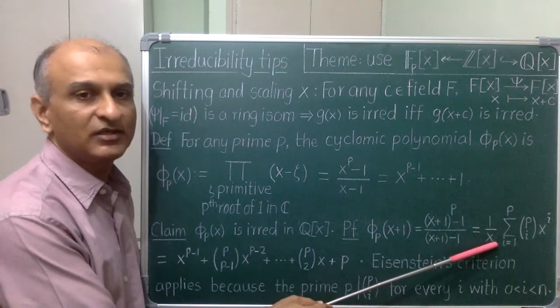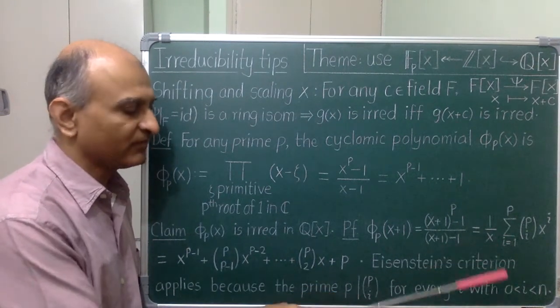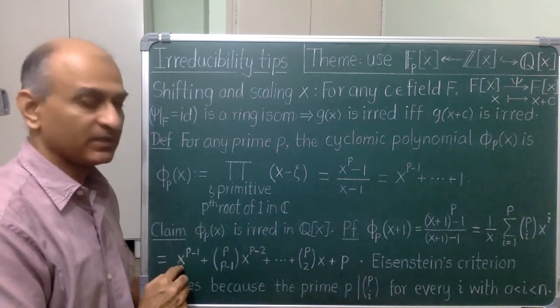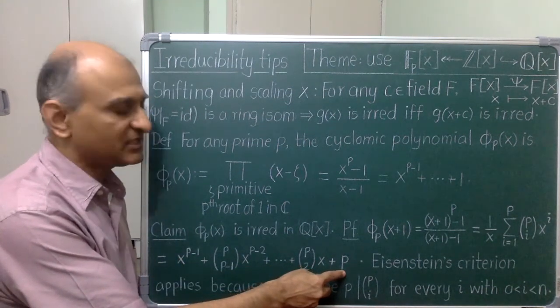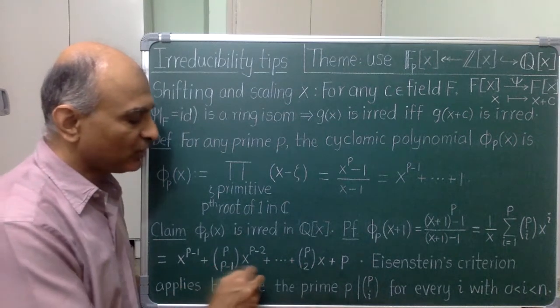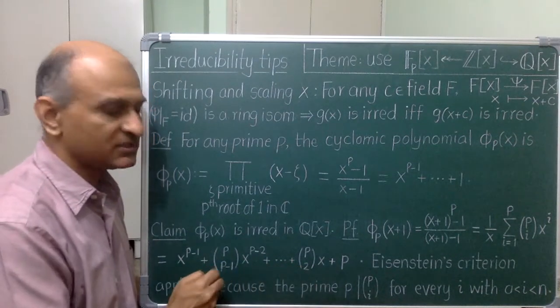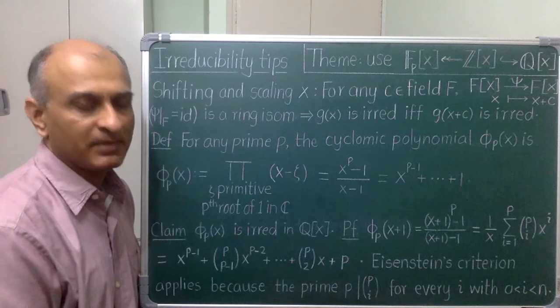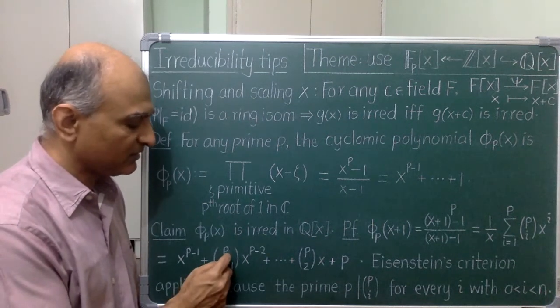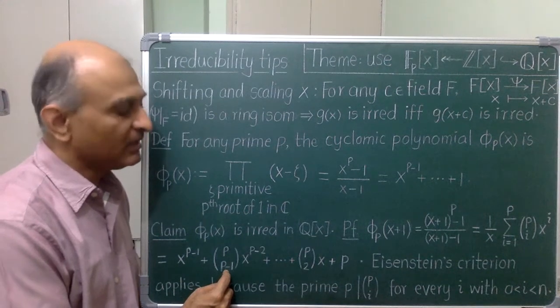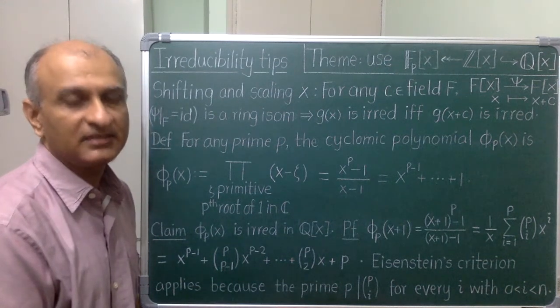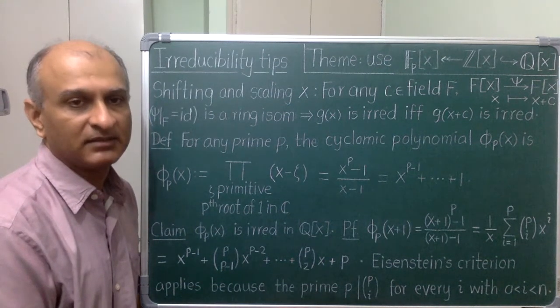Now x in the denominator also cancels out, and I get this monic polynomial with the constant term p. Because p is prime, every binomial coefficient in these middle terms is divisible by p, because p in the numerator cannot cancel with any of the factorials in the denominator. Therefore, Eisenstein's criterion is applicable and I am done.